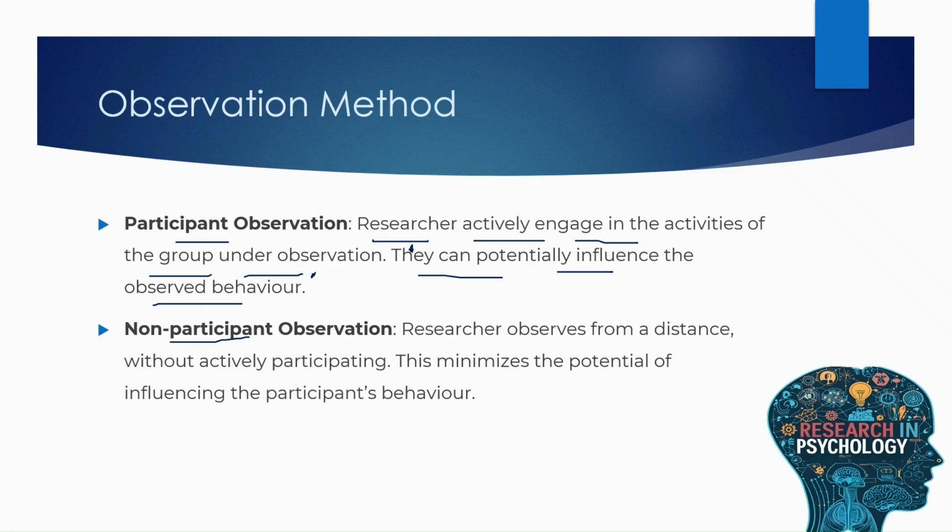And secondly, we have non-participant observation, where the researcher observes from a distance without actively participating. Now, this minimizes the potential of influencing the participants' behavior, but the downside is that when the researcher is a part of the event, they'll get more insight into what's happening, like how they are feeling when that particular thing is happening. It helps them to understand the other person's side also. But when you are non-participant, you are just seeing what is happening. You are not getting a first-hand experience, right?